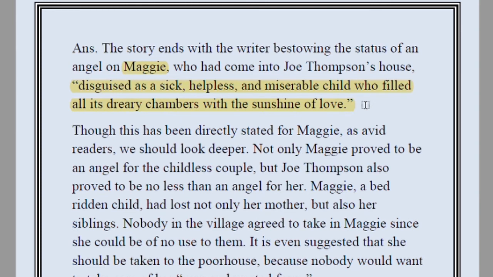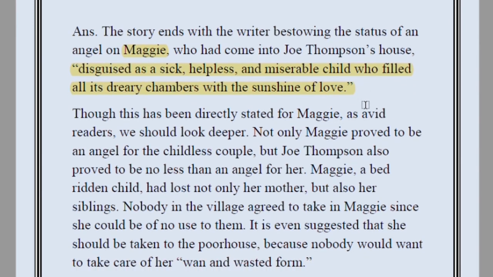Maggie comes in like a sick, helpless child, but she fills the life of Joe Thompson and his wife with love and a huge amount of happiness. So she becomes the angel because she was the one who rejuvenated or brought to life the dead emotions of Jane Thompson. She was cruel, but now she is no more cruel because she got back the motherly feelings within her.